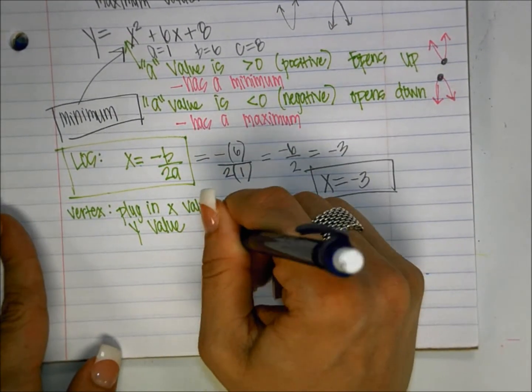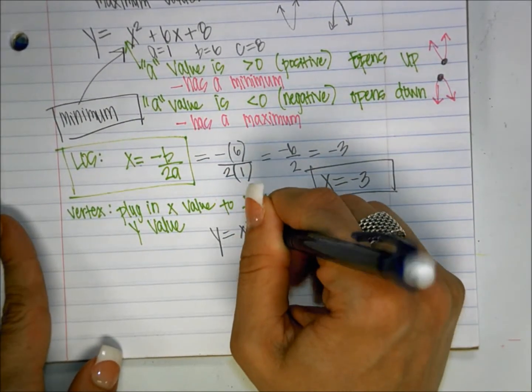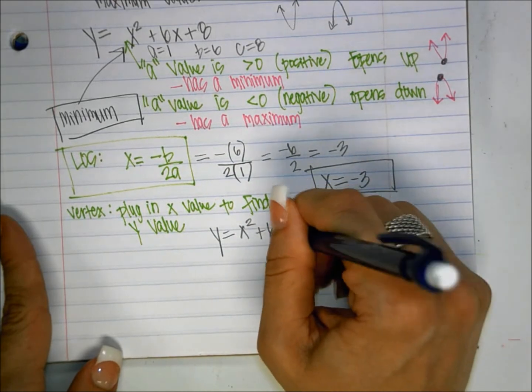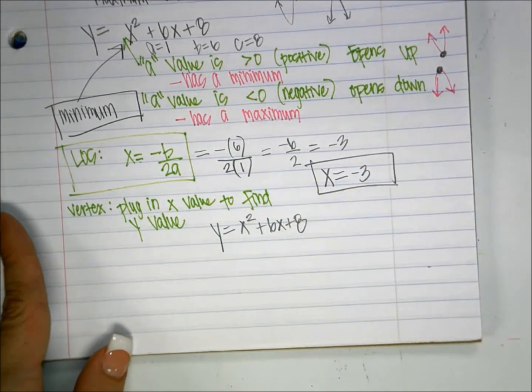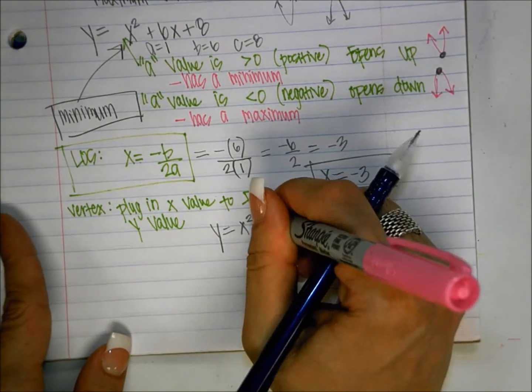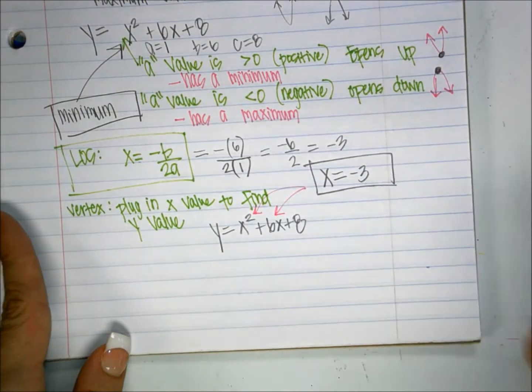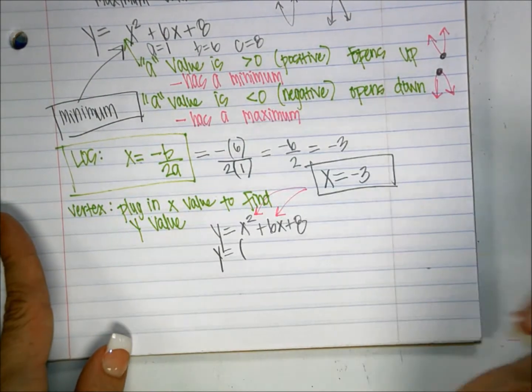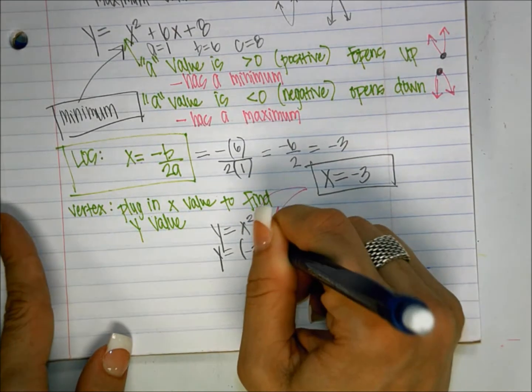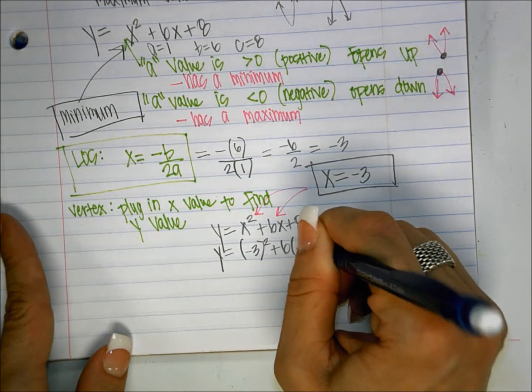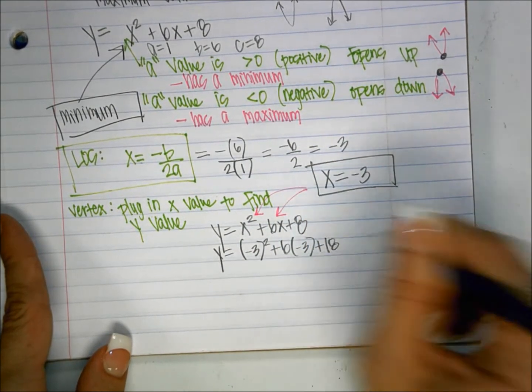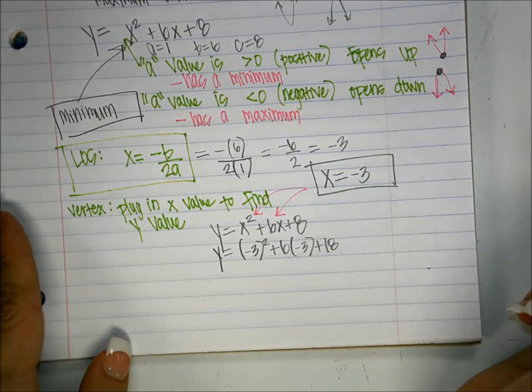So y equals, we had x squared plus 6x plus 8, and I want you to plug in this x. So plug in x everywhere in that equation. So we get y equals negative 3 squared plus 6 times negative 3 plus 8. So what is negative 3 squared?